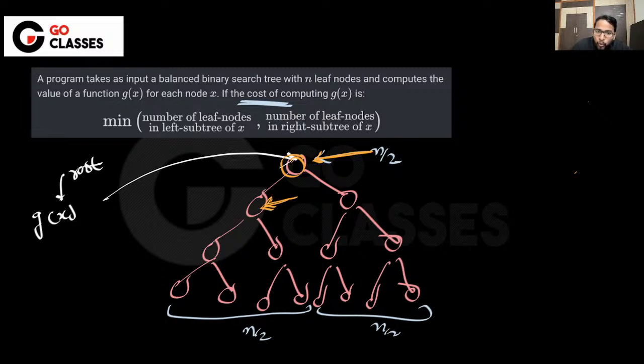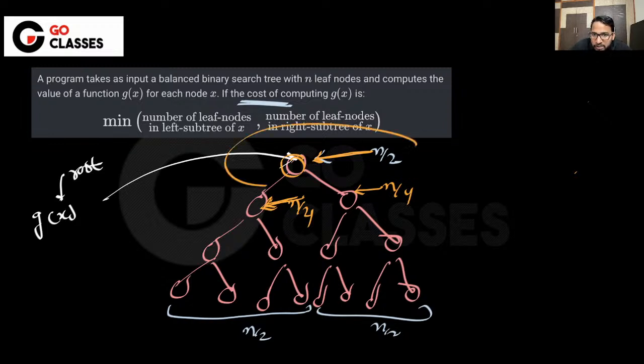At this node, what is gx? I don't know. I just know what the cost of this gx is. Tell me, what is the cost of gx at this particular node? I will say the cost of gx is n by 4. In the left subtree you have n by 4, in the right subtree also you have n by 4, right? So the cost of computing this gx will be n by 4, because n by 4 is the minimum of n by 4 and n by 4. Similarly here also n by 4, because of the symmetry.